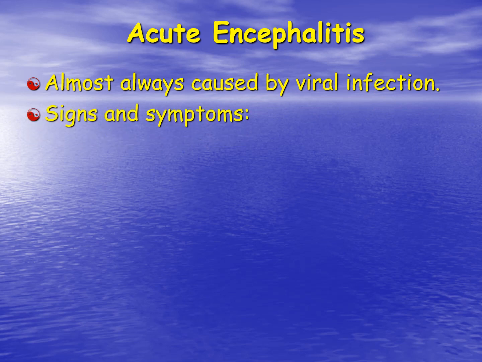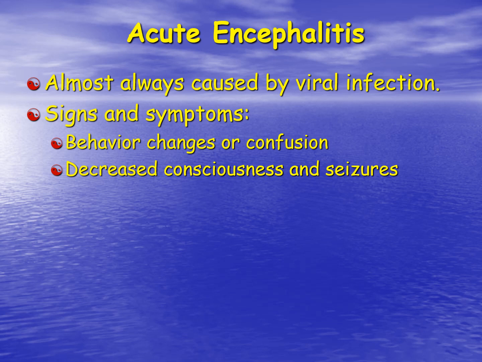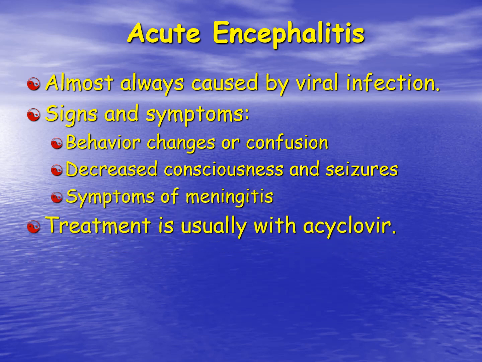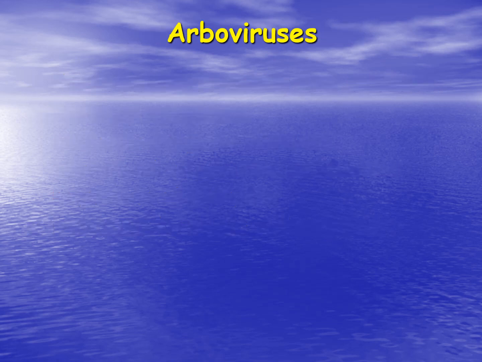Acute encephalitis is almost always caused by viral infections. Signs and symptoms include behavioral changes or confusion in the patient, sometimes the lack of the ability to stand or having ataxic gaits, decreased consciousness and or seizures, symptoms of meningitis, and oftentimes we use acyclovir, one of our workhorses of antiviral therapy, to treat these encephalitises.